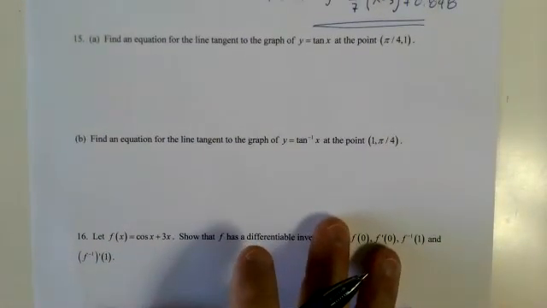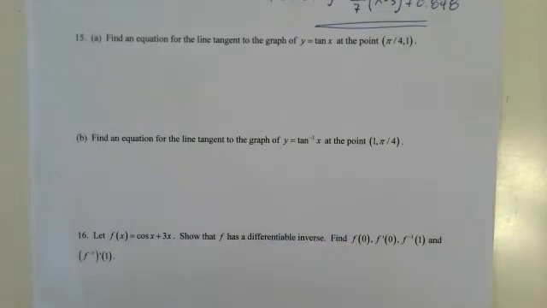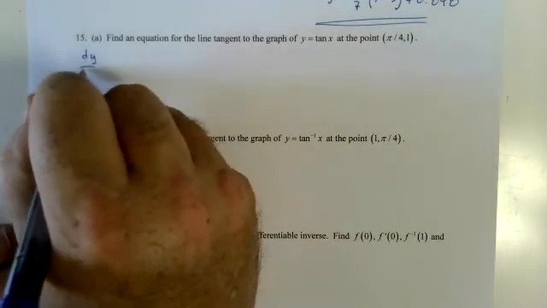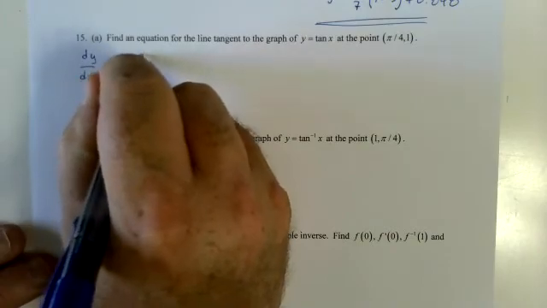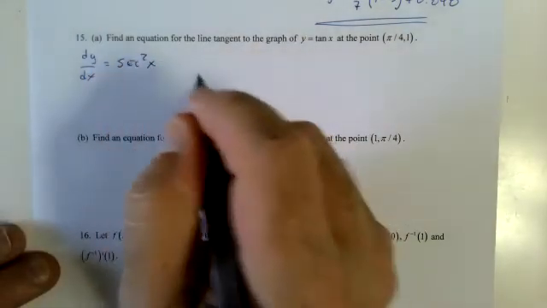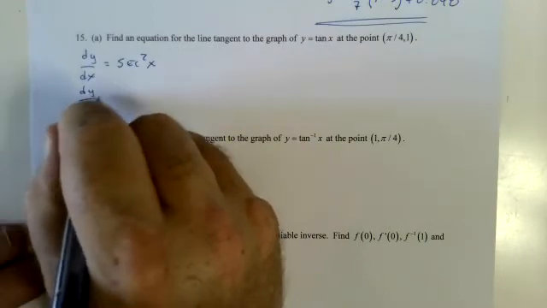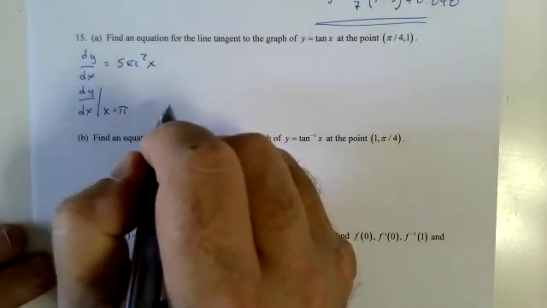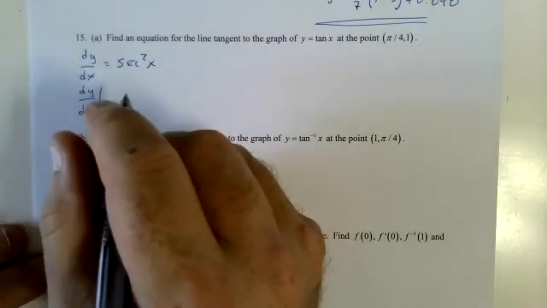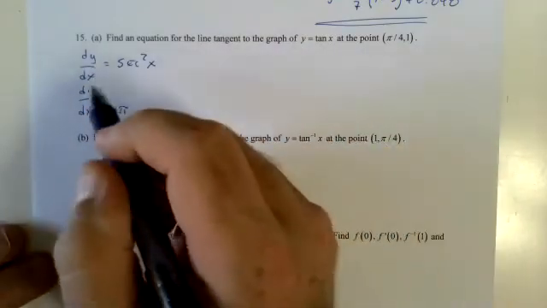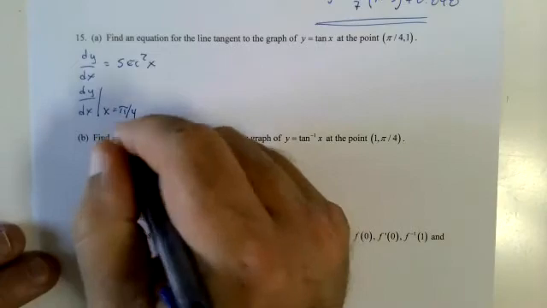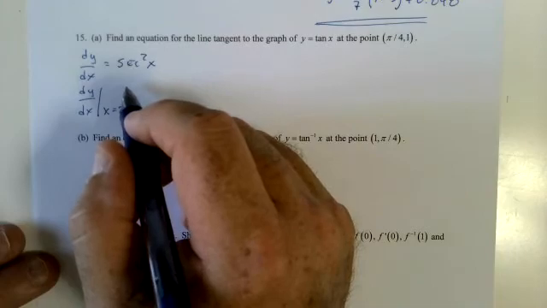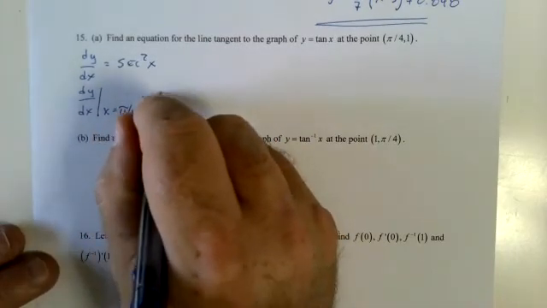Find the equation of the line tangent to the graph y equals tangent x at the point. Sure. dy dx equals secant squared x. Cosine of pi is negative 1. No, it's not pi, it's pi over 4. Cosine of pi over 4 is root 2 over 2. Squared is 2 over 4, which is 1/2. Flip it up, becomes 2.